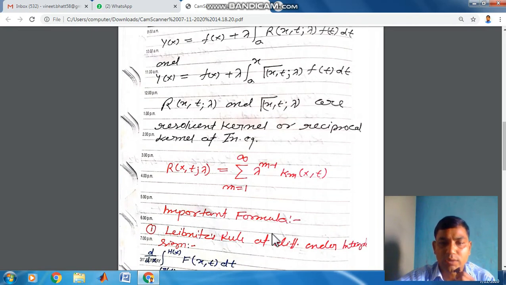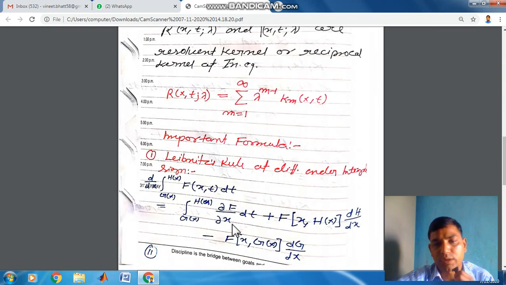Some important formulas for solving linear integral equations. One of them is the Leibniz rule of differentiation under the integral sign. This is the Leibniz rule: d/dx of the integral from g(x) to h(x), where g(x) and h(x) are functions or some constants, of f of x comma t dt, equal to the integral from g to h of df upon dx dt, plus f of x comma h(x) times dh upon dx, minus f of x comma g(x) times dg upon dx.